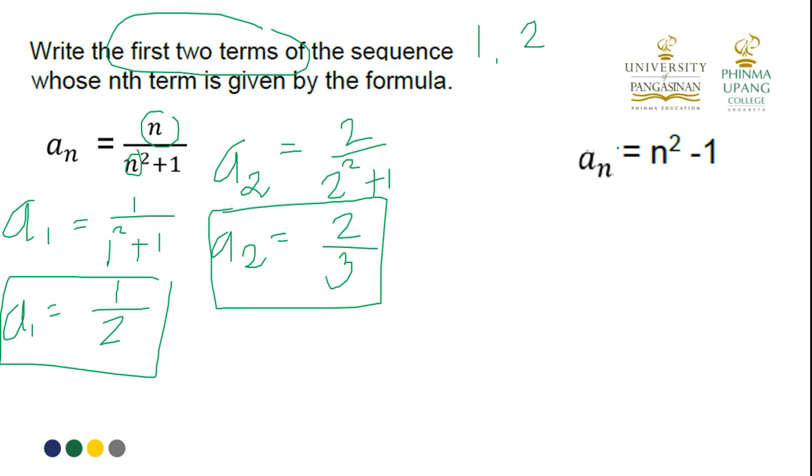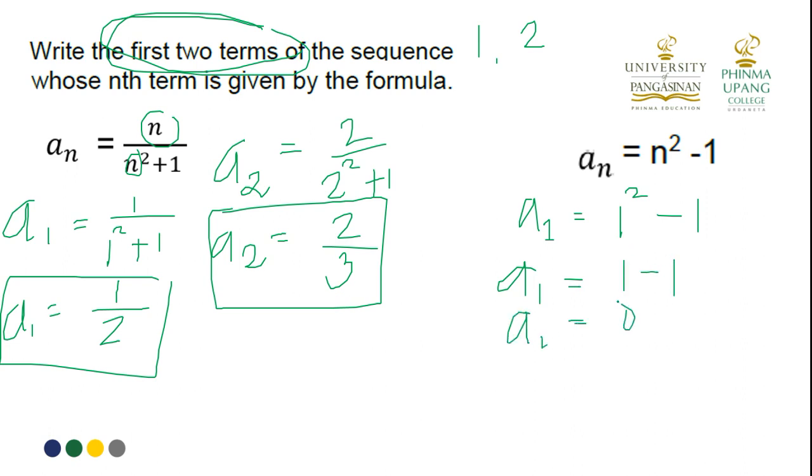Let's move on to the next equation. A sub n is equal to n squared minus 1. The question here is first two terms lang. Sir, paano pag kinuha ko yung third term, fourth term, and fifth term? Don't need to do that. Why? Because the instructions po is write the first two terms only. So you're here na po sa second equation, a sub 1. Then 1 raised to 2 minus 1. And a sub 1 ulit, this is 1 minus 1. And the a sub 1 is equal to 0.